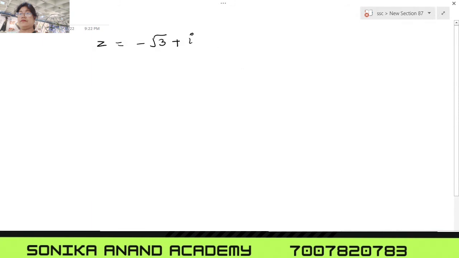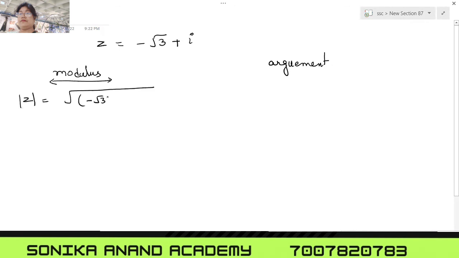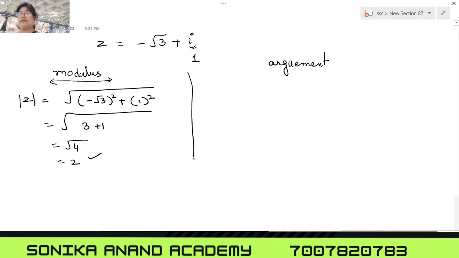This is the question. Find modulus and argument. Listen, Hatika. I'm going to solve this because I have a little bit of time. Modulus we can directly find using this formula, with minus root 3 whole square. Here what is the coefficient? 1. Easy? Clear?